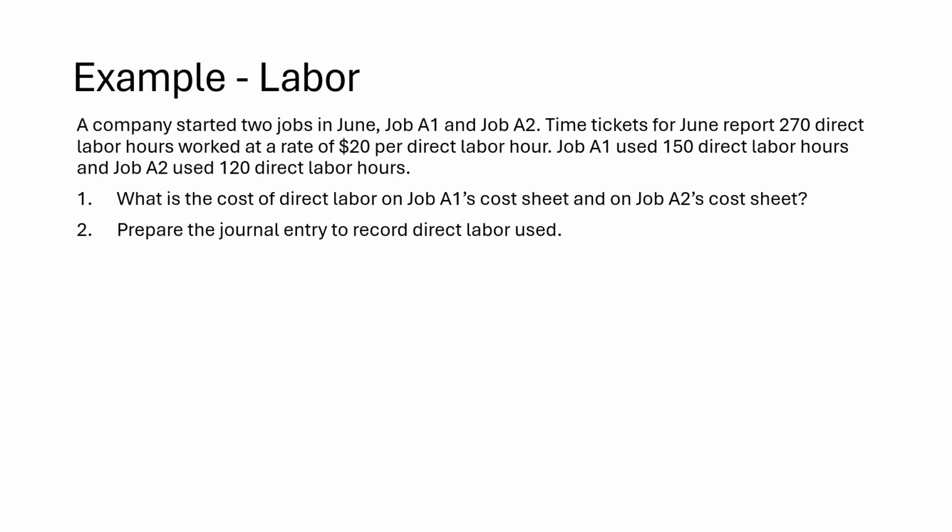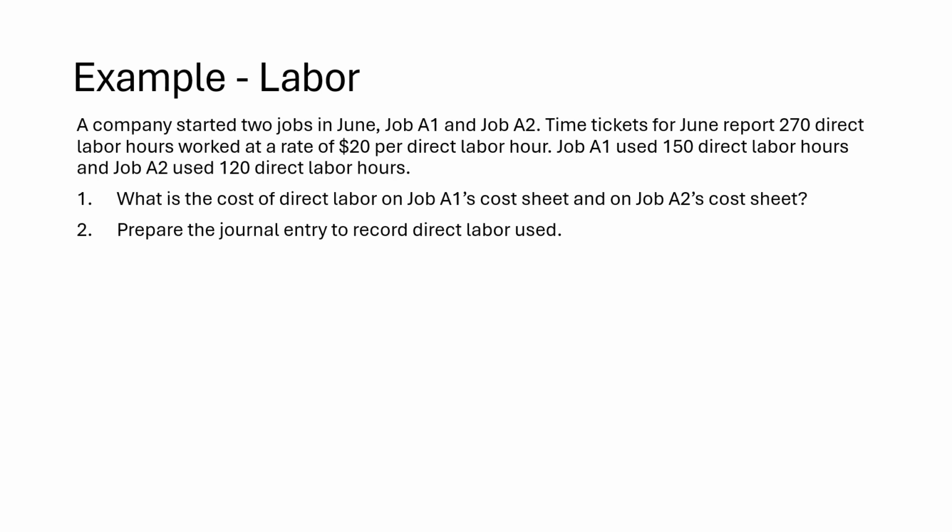Here's an example to show you how to calculate and record labor. A company started 2 jobs in June, job A1 and job A2. Time tickets for June report 270 direct labor hours worked at a rate of $20 per direct labor hour. Job A1 used 150 direct labor hours, and job A2 used 120 direct labor hours. So first, what is the cost of direct labor on job A1's cost sheet and on job A2's cost sheet?